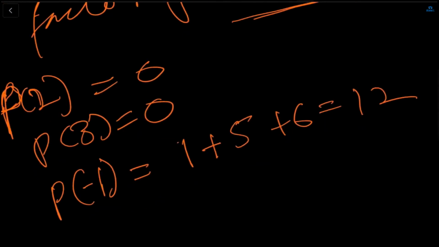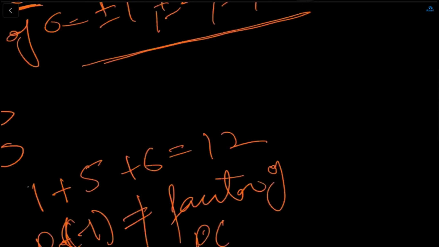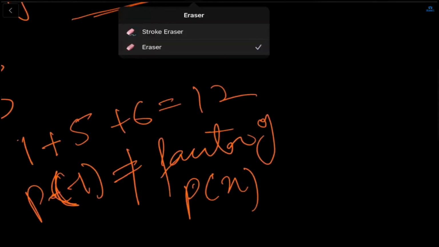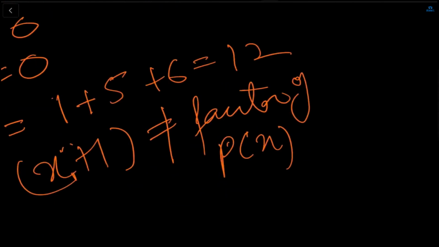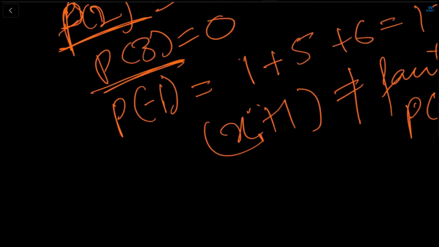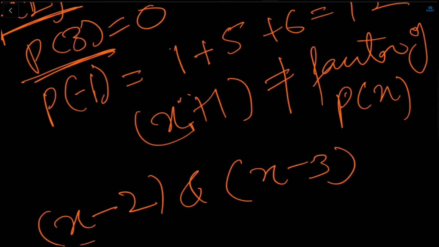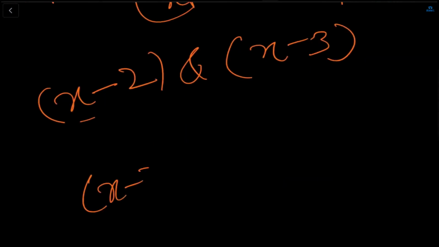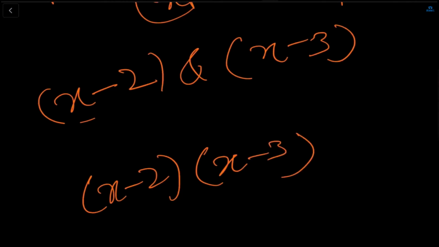That means x plus 1 is not a factor of p(x). Now, if you check p(2) and p(3), you'll get the value 0. That means x minus 2 and x minus 3 are the factors of the polynomial. So you can write it as (x minus 2)(x minus 3). This is the factorization. Understood?